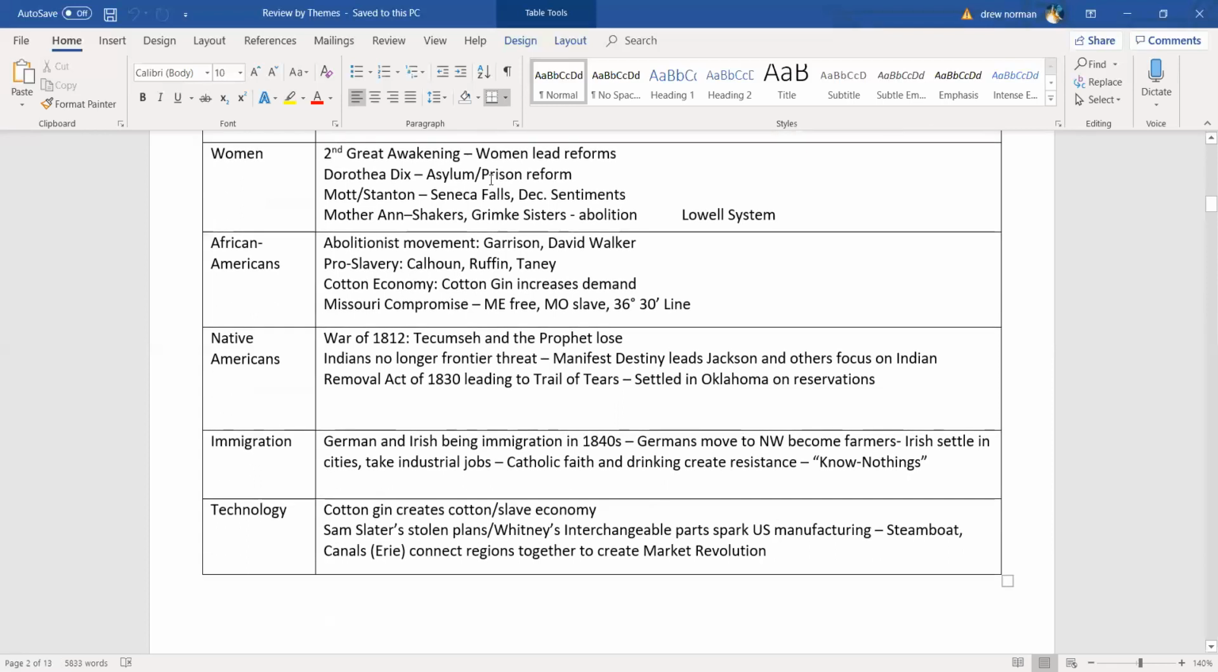What about women? Now, I just mentioned several women in those reform movements because during the Second Great Awakening, many of those reforms were led by women, and that led them to become leaders in our society in many ways. Dorothea Dix, as I mentioned, led asylum and prison reforms. Elizabeth Cady Stanton and Lucretia Mott lead the Seneca Falls Convention, at which they write the Declaration of Sentiments, which is basically their Declaration of Independence, written in the very same or very similar format with their list of grievances and changes that they demand. But that is basically what many consider to be the beginning of the women's rights movement.